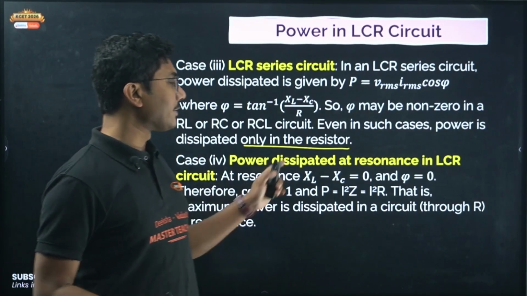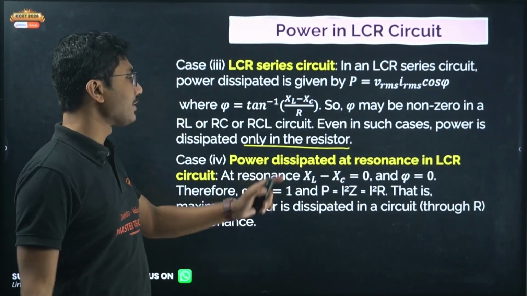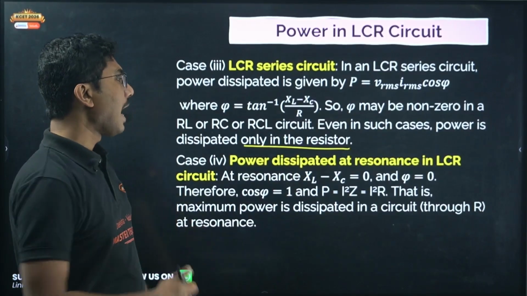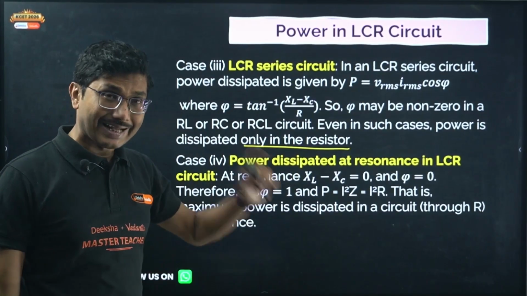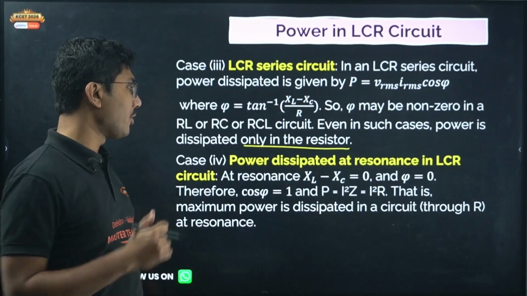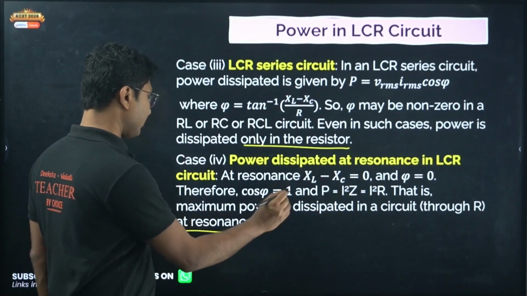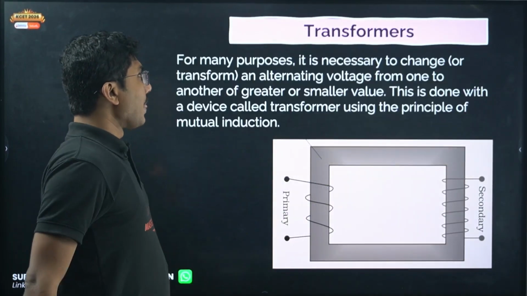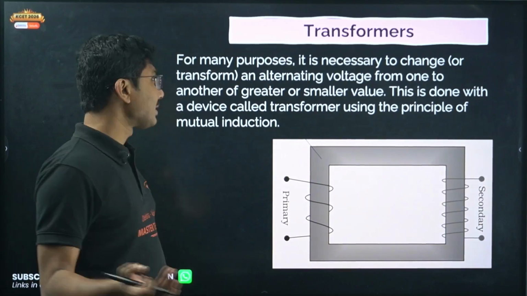Power dissipated at resonance in an LCR circuit. At resonance, XL minus XC equals 0 and phi equals 0. So cos phi is again 1, and the circuit absorbs the maximum amount of power at resonance. Okay, clear? Now transformers. Transformer is the last concept of this chapter.